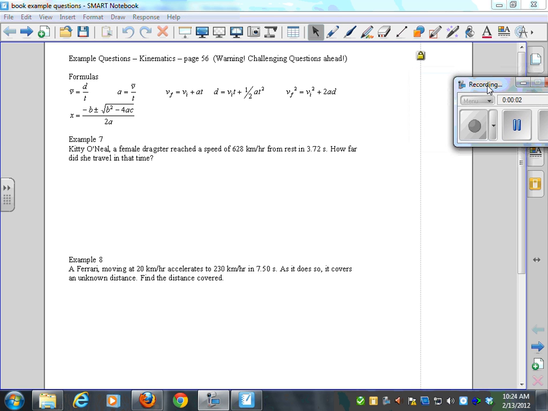Okay, so here we are. Example questions, kinematics. This is from page 56 in the textbook. Just a reminder of the formulas that we're going to be using is up there. Let's look at example number 7.